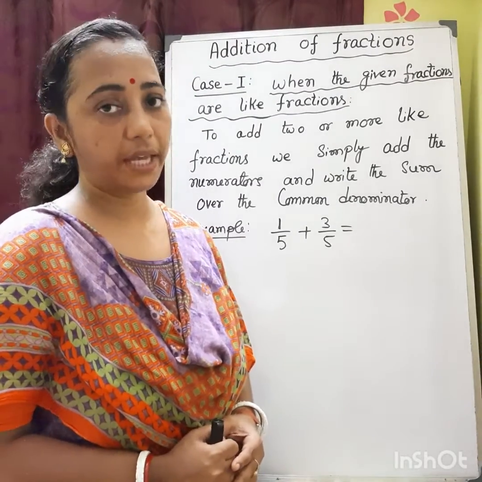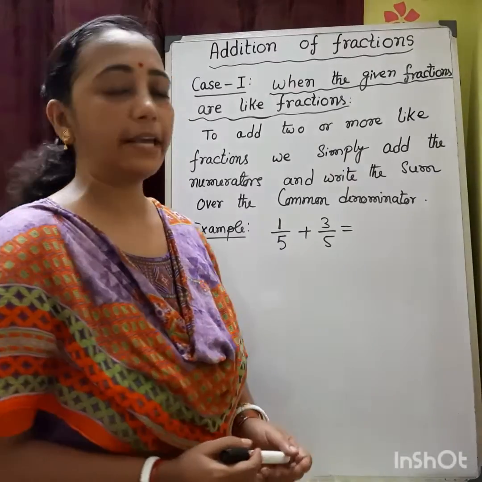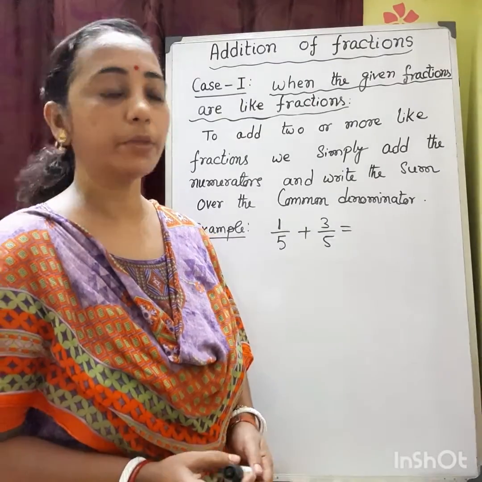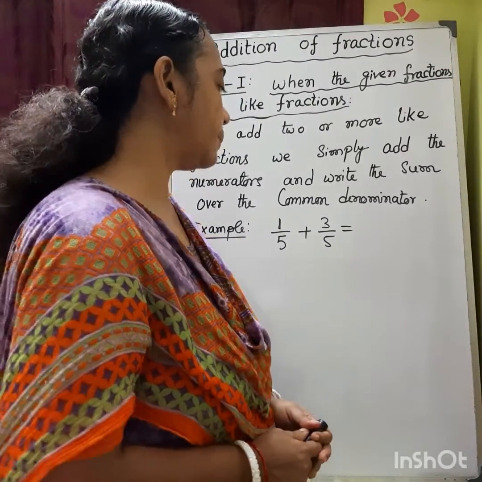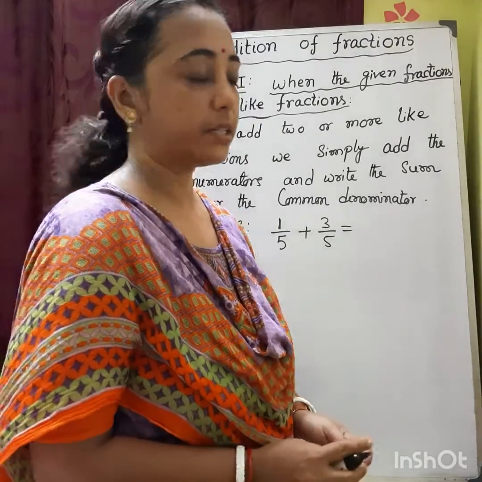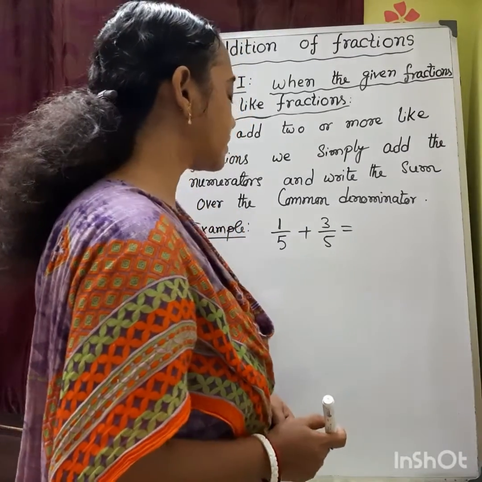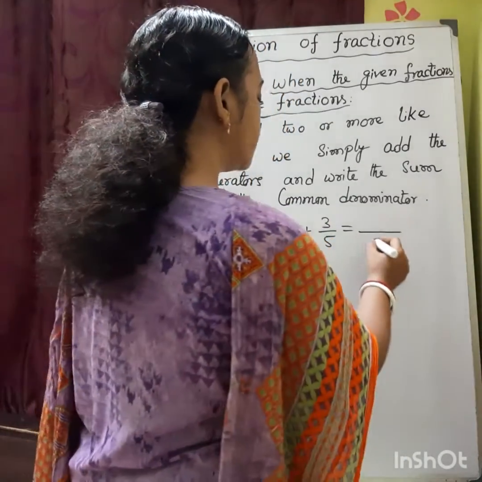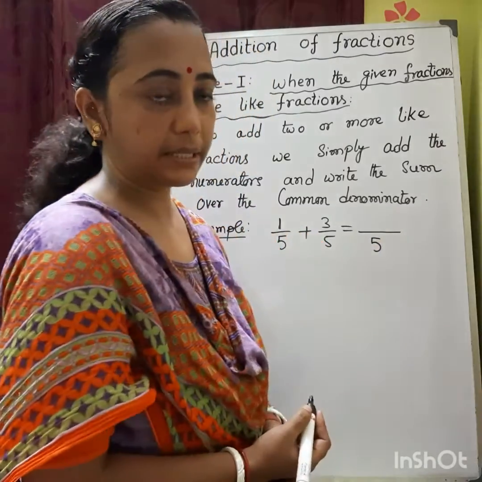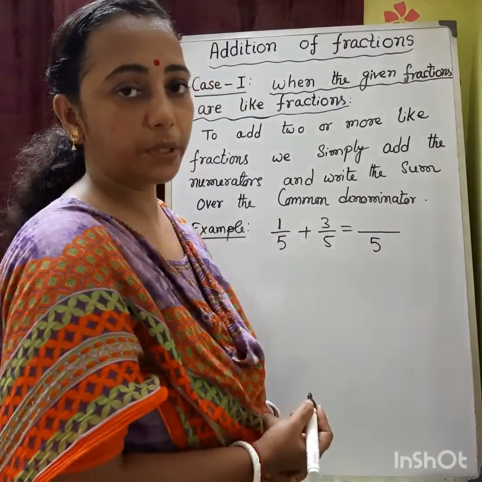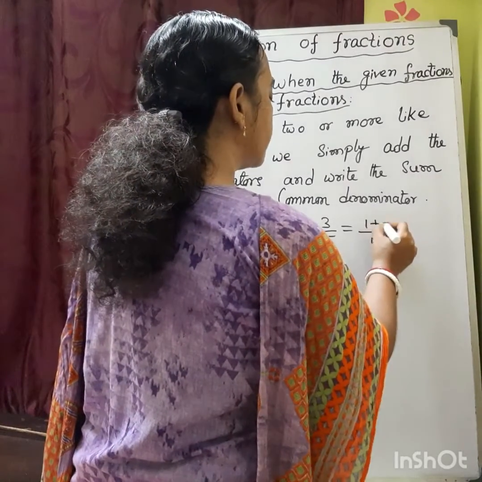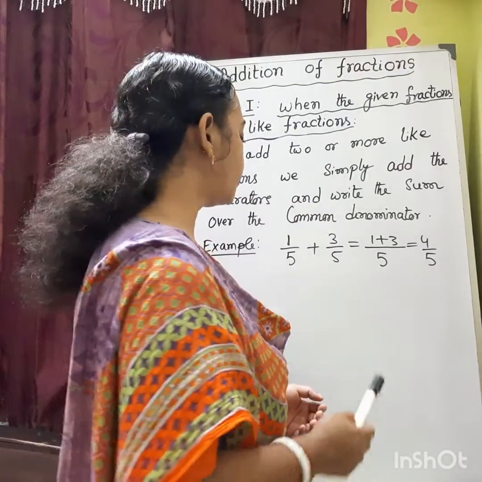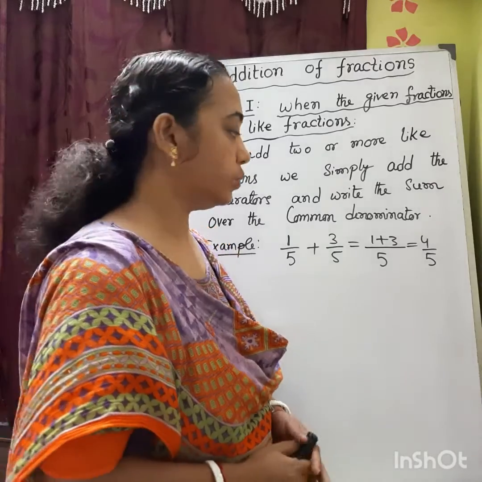So, in other words, we can say that to add two or more like fractions, we simply add the numerators and write the sum over the common denominator. For example, 1 by 5 plus 3 by 5, both have the same denominators, that is 5. So their sum is equal to, first we will write the denominator as the common denominator, that is 5. And the numerator is equal to the sum of the numerators of the given fractions, that is 1 plus 3. So which is equal to 4 by 5.